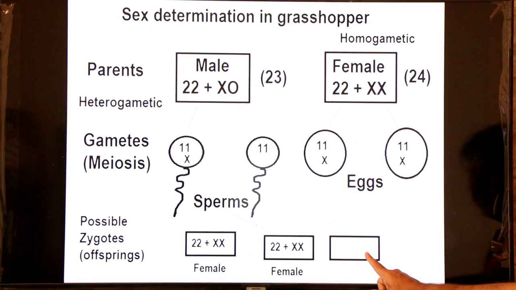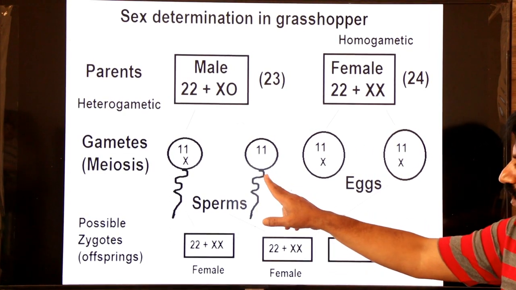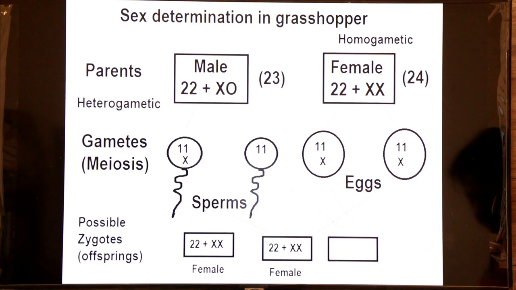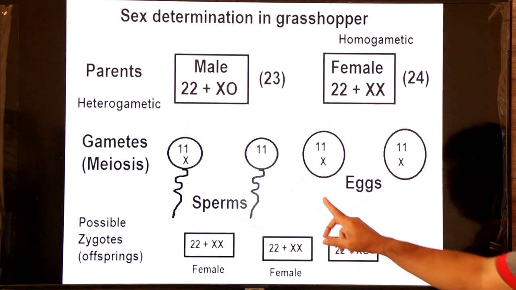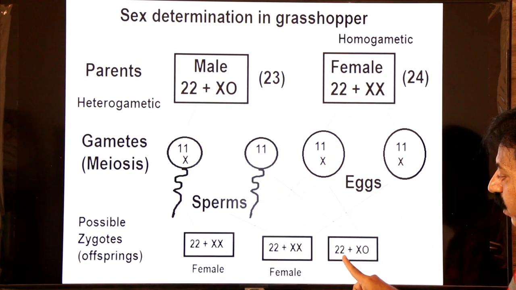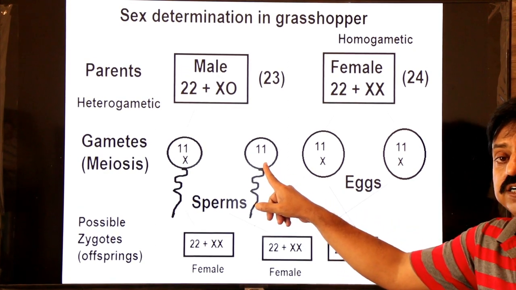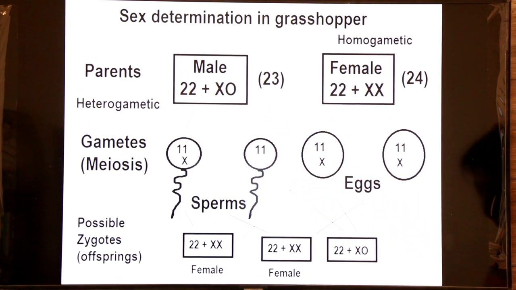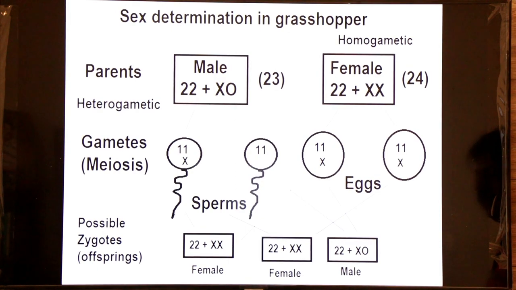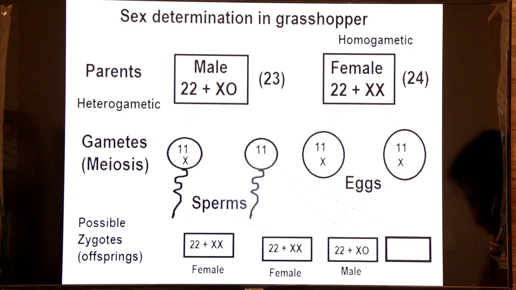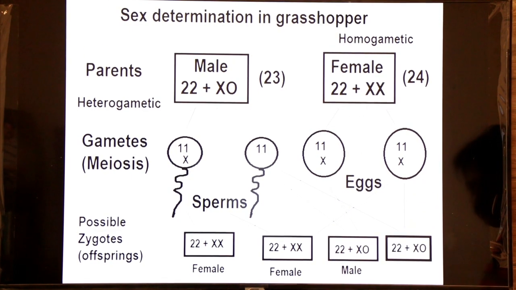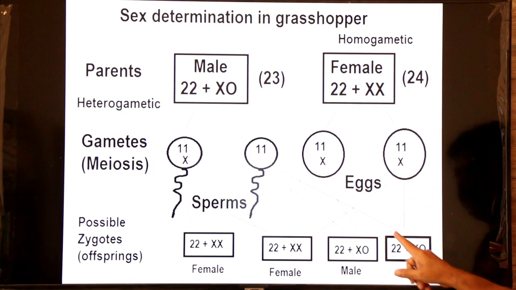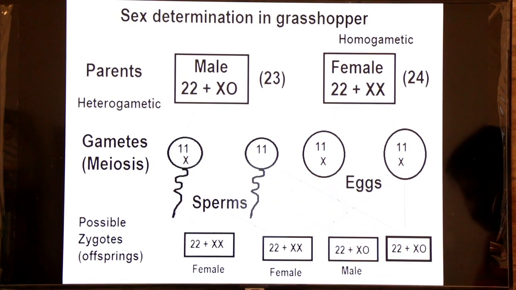But look at this zygote: this sperm is contributed having no sex chromosome, having only 11 autosomes, and this combines with this egg. Now see what will be the chromosomal number. 22 plus only 1 X: 11 autosomes come from this sperm, 11 from this egg, so 22 autosomes are restored. But only one X, because the sperm has not contributed any sex chromosome, that X comes only from the egg. Now 23, as you know, is the number of male, and a zygote with 1 X will develop into a male. And similarly, look at the last zygote. If this sperm is contributed by male and this egg is contributed by female, what will be the chromosomal number? 22 plus X: 11 autosomes are contributed by this sperm, 11 by this egg. Only 1 X is inherited from the egg, and no sex chromosome comes from the sperm. So again it will be male.